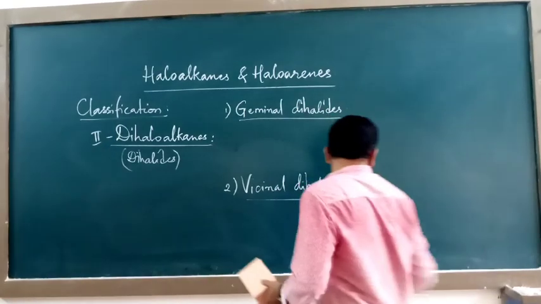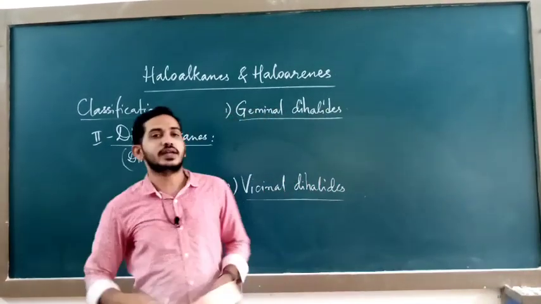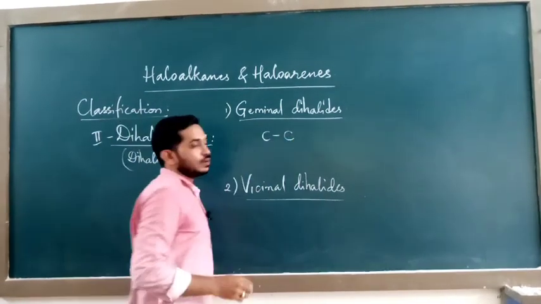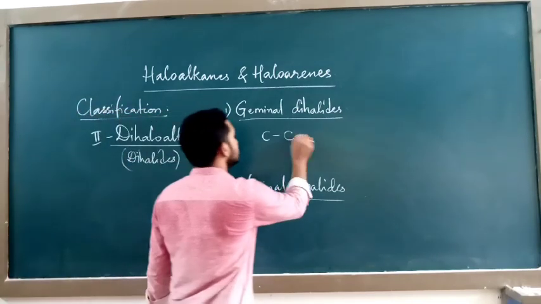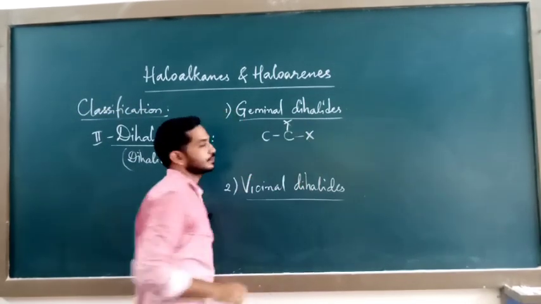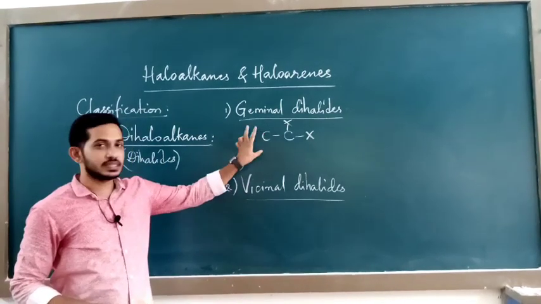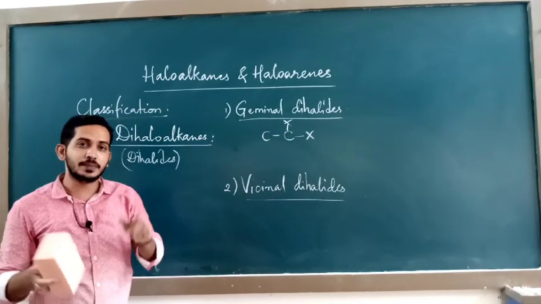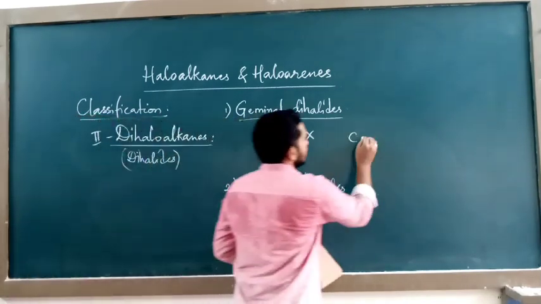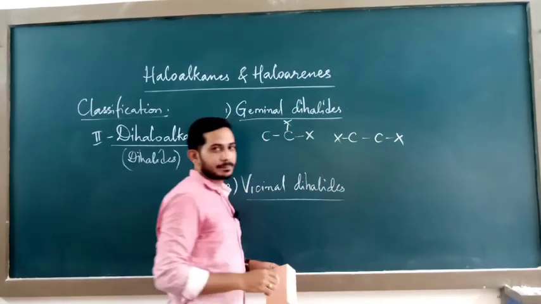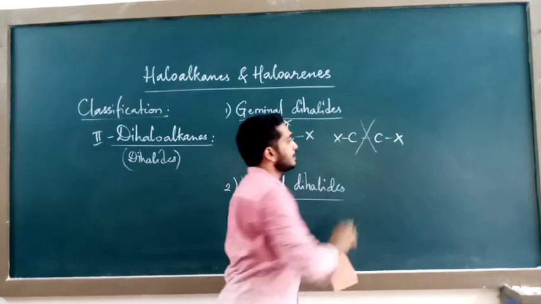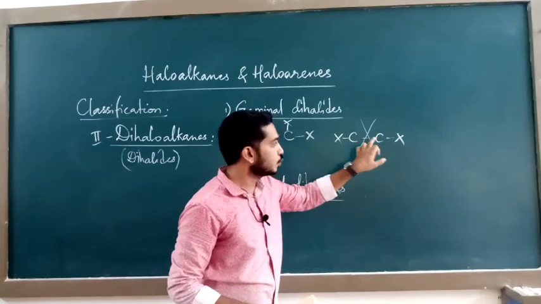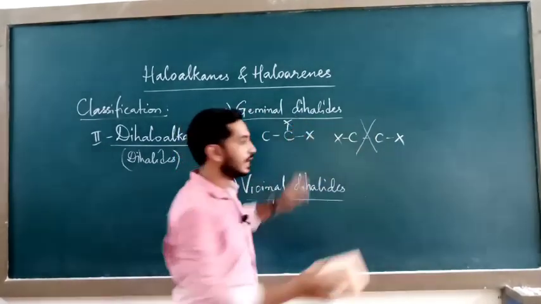What are geminal dihalides? Geminal dihalides are those dihaloalkanes which contain 2 halogen atoms. Say there are 2 carbon atoms and to which 2 halogen atoms are attached. The condition for a compound to be called as geminal is that the 2 halogen atoms should be attached to single carbon. In other words, they should be attached to same carbon atom. Can this be an example of geminal? It cannot be, because the 2 halogen atoms are attached to different carbon atoms. If the 2 halogens are attached to only one carbon, only then they are called geminal dihalides.